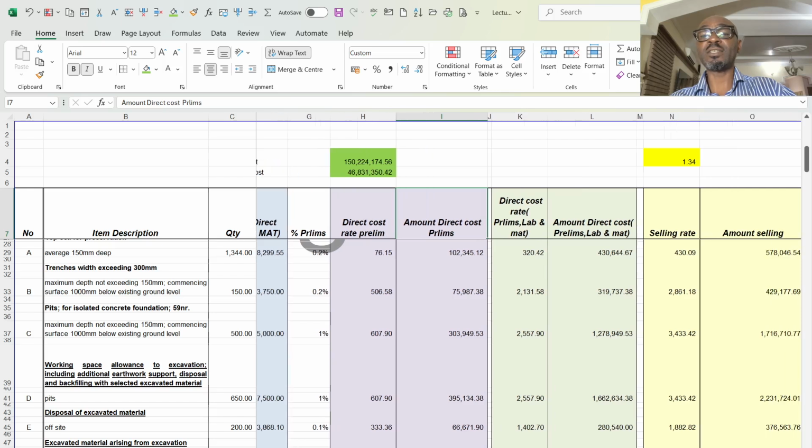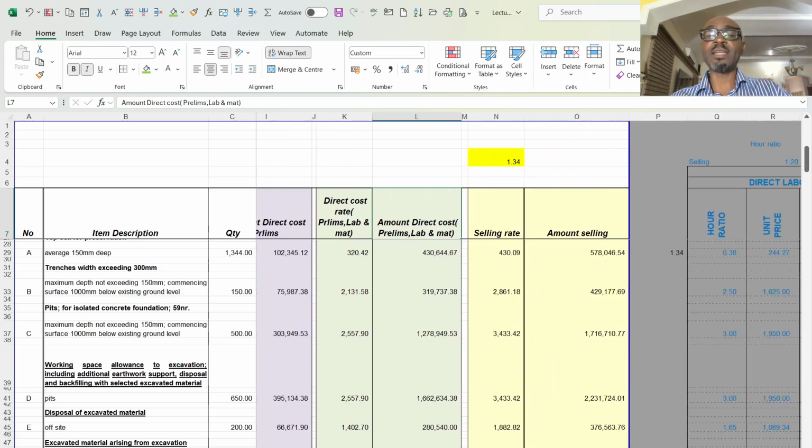Then this other light green is direct cost rate for prelims, labor and material. Then this is the amount for direct cost, labor, prelims and material. Then this other final rate is the selling rate to the client, and the yellow is the selling amount to the client as well.